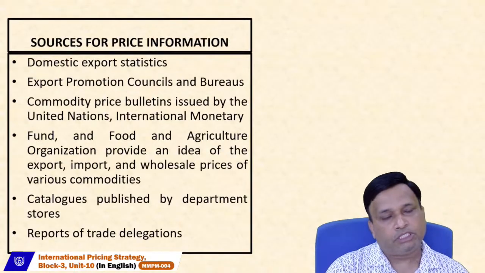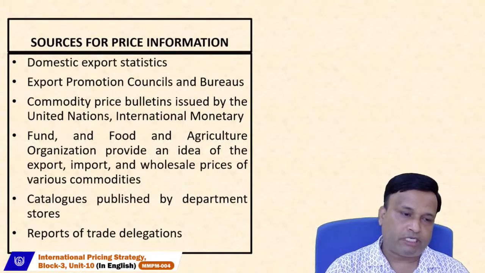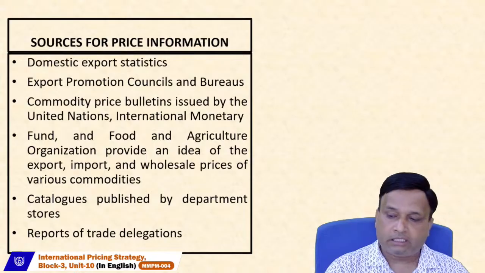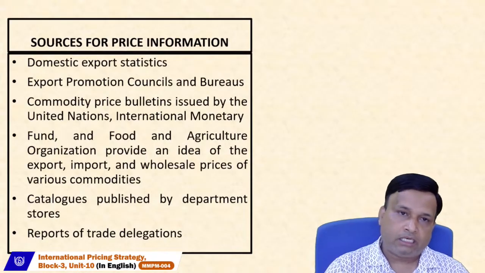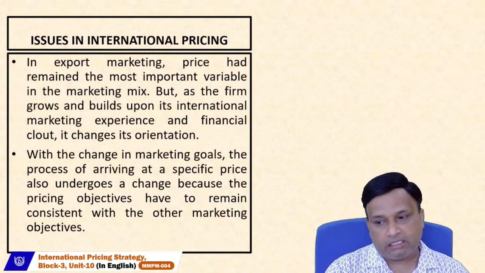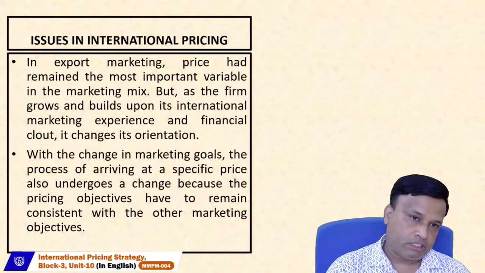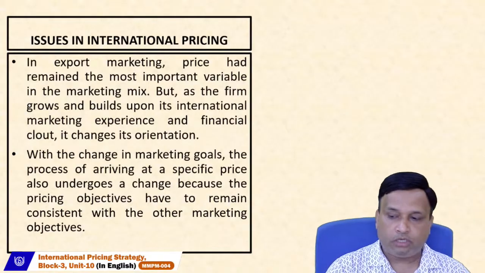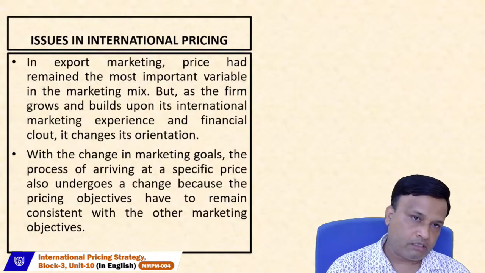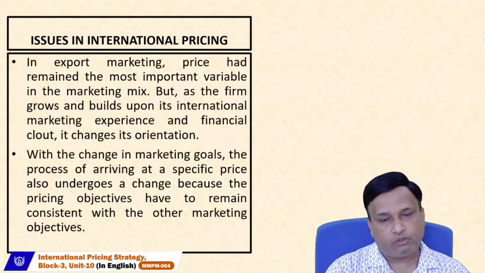Then the sources of price information: you will get price information from export promotion councils, commodity price bulletins, the Food and Agriculture Organization, catalogs published by department stores, and reports of trade delegations. They all provide information related to the sources of price information. Issues in international pricing: if you keep the price high, what happens? Your marketing goal and your price do not go together. That is why you have to think about how the price has to align with your marketing goals.